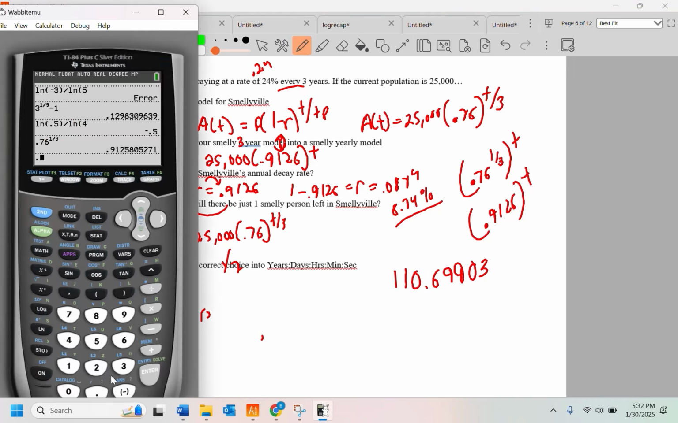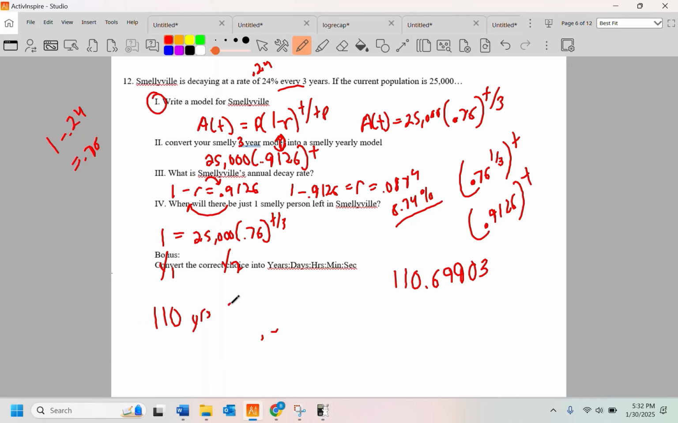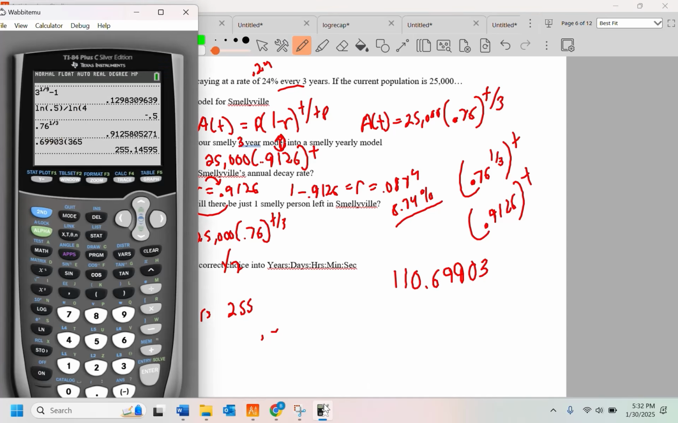I got this decimal here, 0.69903 of a year. And I'm going to multiply that by 365 to become days, 255. I should probably actually do 365.25, but 0.14, maybe you understand why I'm saying that. Taking the decimal, this is days, multiply it by 24, and I get hours, 3 hours.